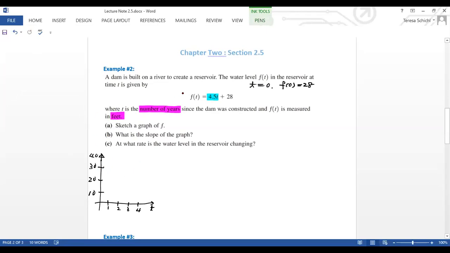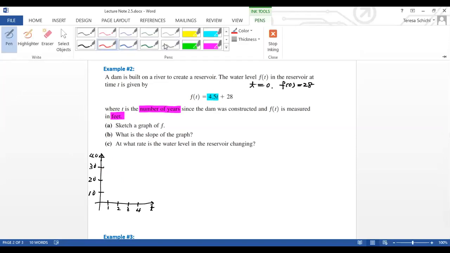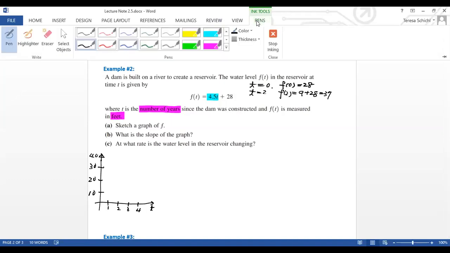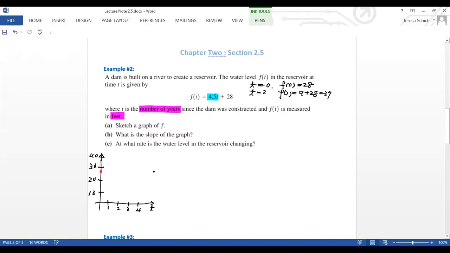All right, so then we choose another one. Let's say I will choose T equals 2. So F of 2 will be 4.5 times 2 is 9, 9 plus 28 is 37 here. So now I have my 28 point, and at 2 years I get 37 here. Then you connect these two. This will be your graph. So this is the F of t.